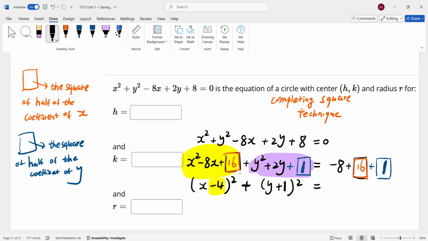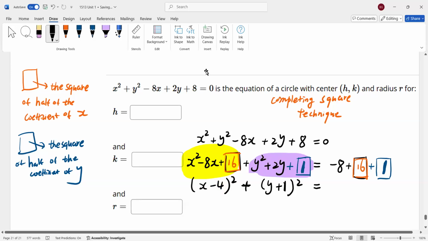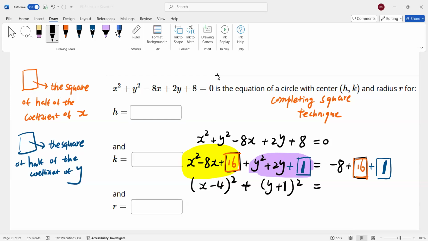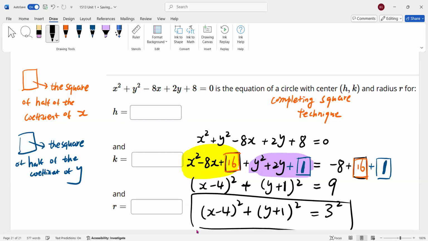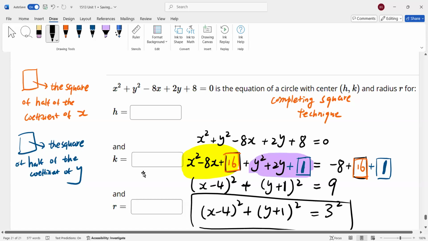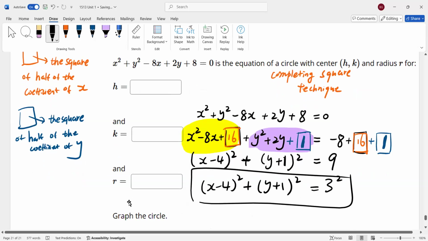And on the right side, we just need to calculate the numbers. -8 plus 16 plus 1. -8 plus 16 is +8. +8 plus 1 is +9. +9 is 3 squared. And left side, x minus 4 to the power of 2 plus y plus 1 to the power of 2. And this is the standard form. Once we have the equation in the standard form, we are able to identify the center and the radius directly.